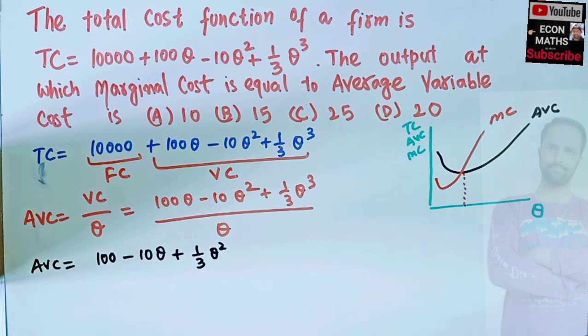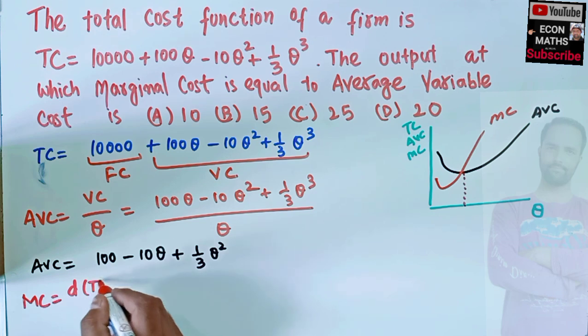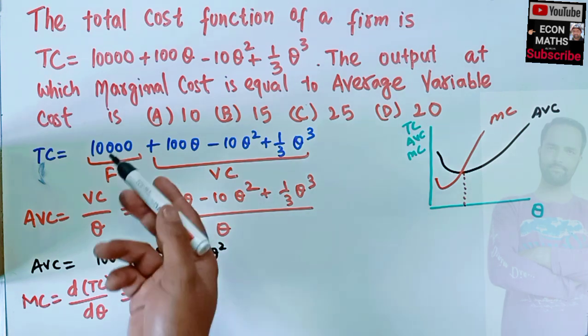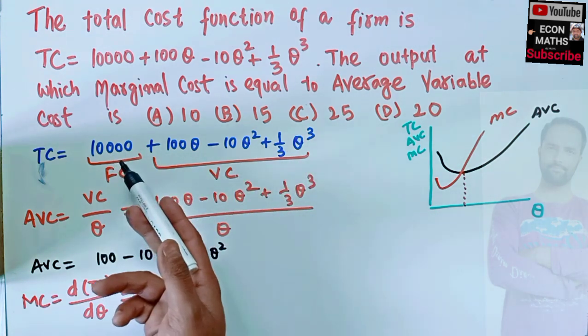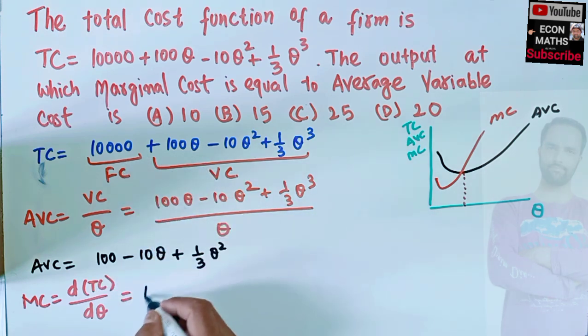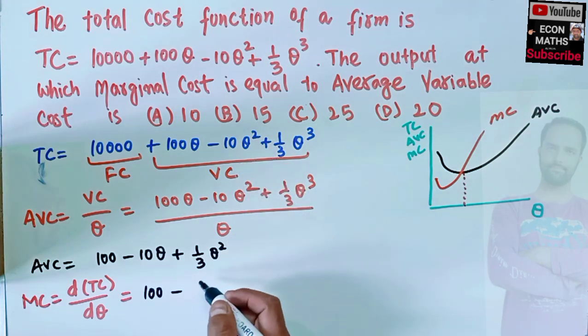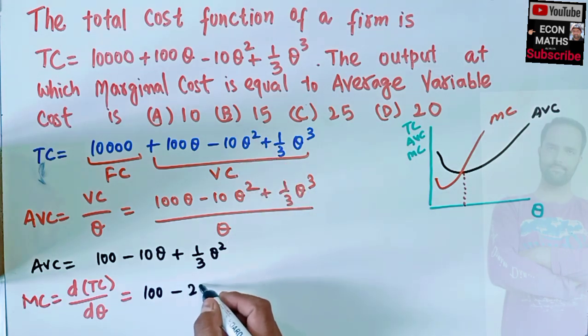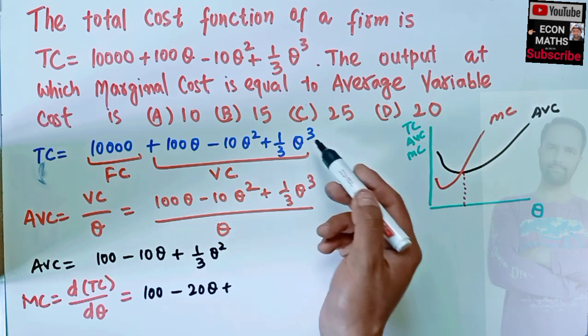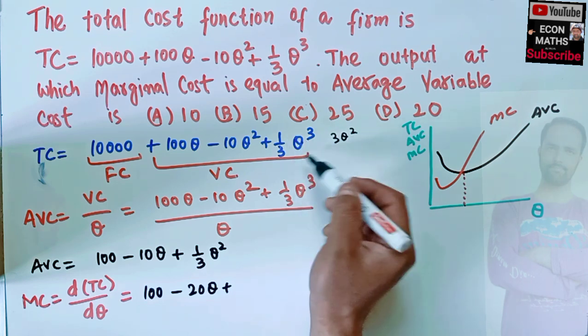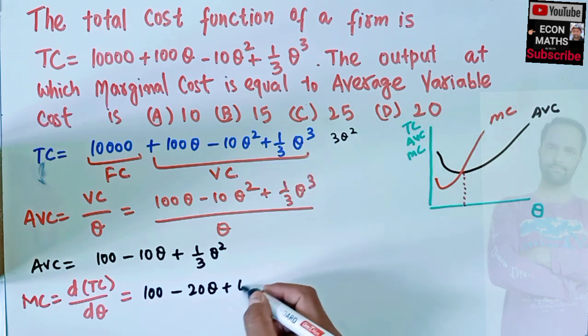Next we need to find the marginal cost. Marginal cost is simply the derivative of the total cost function with respect to output. Given this total cost function, the derivative of a constant is 0, the derivative of 100Q is 100, minus the derivative of 10Q², which is 20Q by the power function rule, plus the derivative of (1/3)Q³, which is Q², since 3 and 3 cancel. So MC = 100 - 20Q + Q².